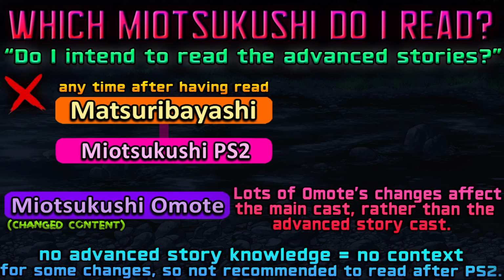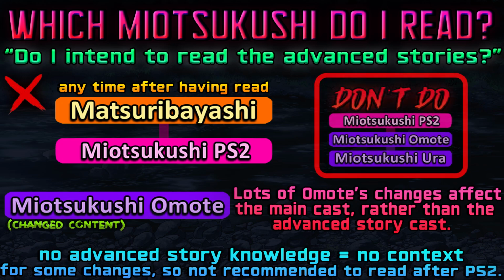You won't be able to have context for all of Omote's changes though, so it's not advised. Also, do not read Miotsukushi Omote before Miotsukushi Ura, as it spoils Ura's final outcome. Only read Omote after PS2 if you are fully sure you don't want to read the advanced story.